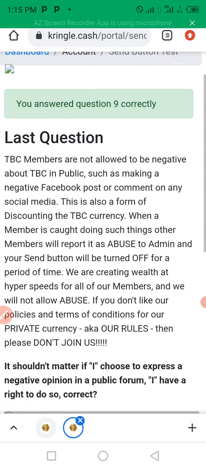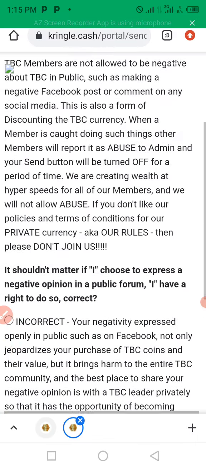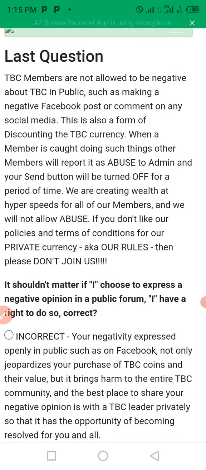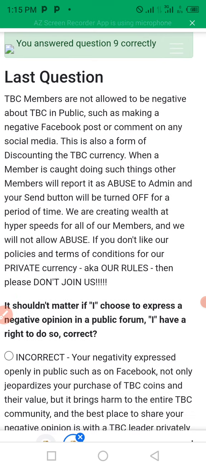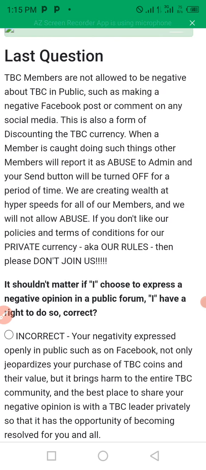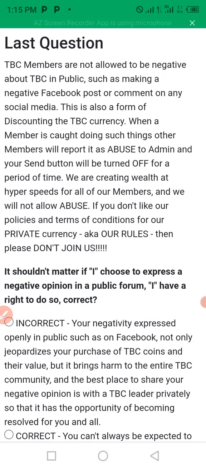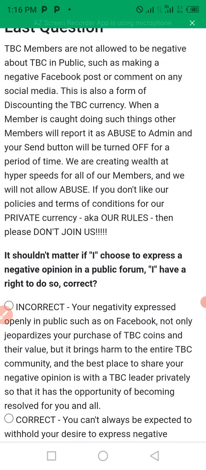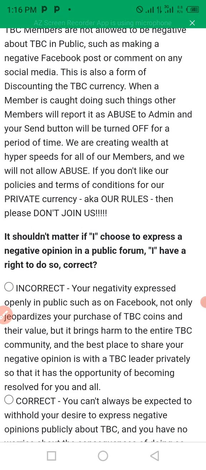Now this is the end of the send button test. You have to be very careful at this junction. TBC members are not allowed to be negative about TBC in public, such as making a negative Facebook post or comments on any social media. This is also a form of discounting the TBC currency.